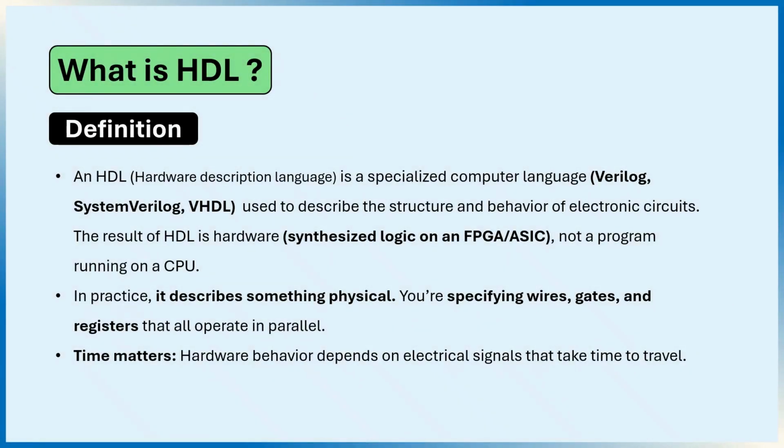An HDL, or hardware description language, is a specialized computer language such as Verilog, SystemVerilog, or VHDL. It is used to describe the structure and behavior of electronic circuits. The result of an HDL description is hardware, synthesized logic on an FPGA or an ASIC, not a program running on a CPU. In practice, an HDL describes something physical.